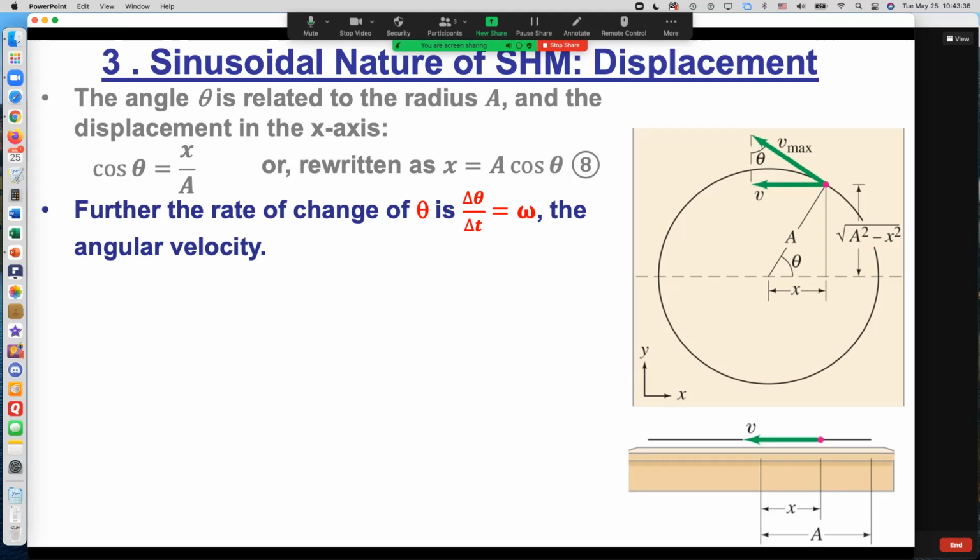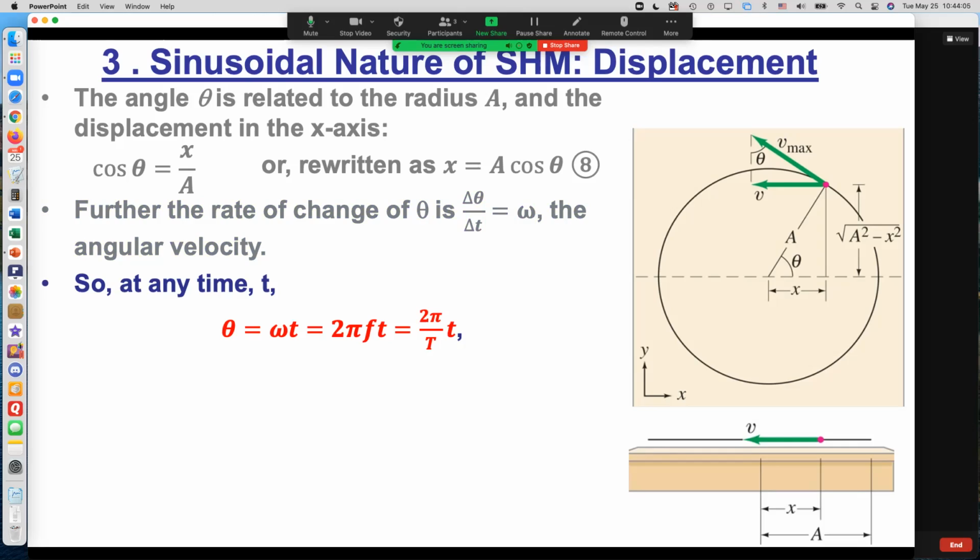What does lowercase omega represent again? The angular velocity, how fast something is moving in angle terms per unit time. So we use that in circular motion, I believe. I believe we did. I just forgot. So theta equals omega times the time, right?